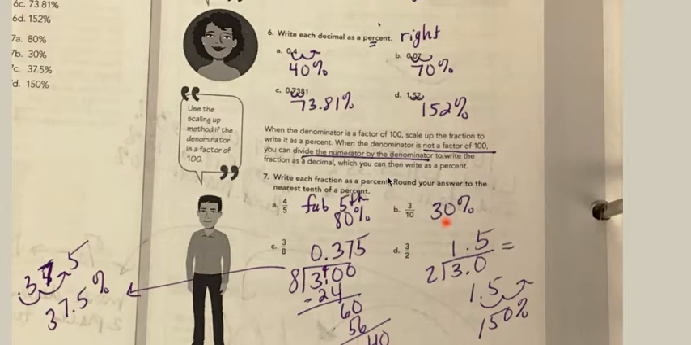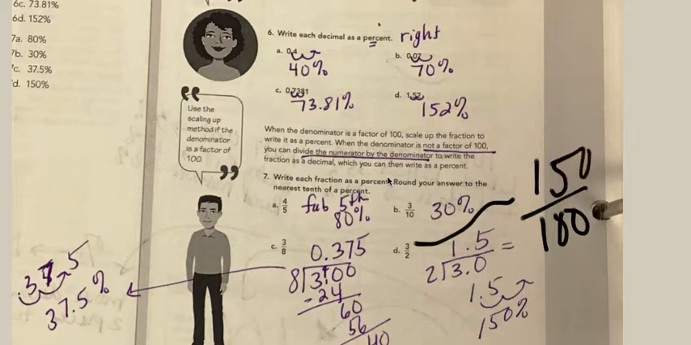I did the division here to show that you can divide, but you could also have changed 2 to 100. And 2 times 50 is 100, so I do 3 times 50, which is 150. So that is also why it's 150%.